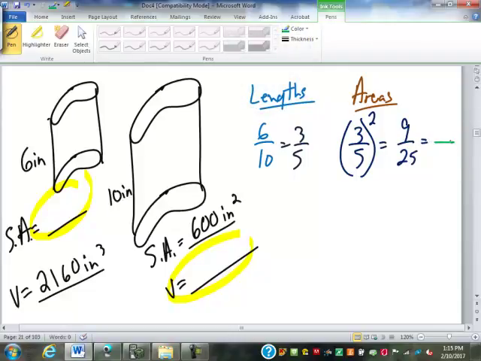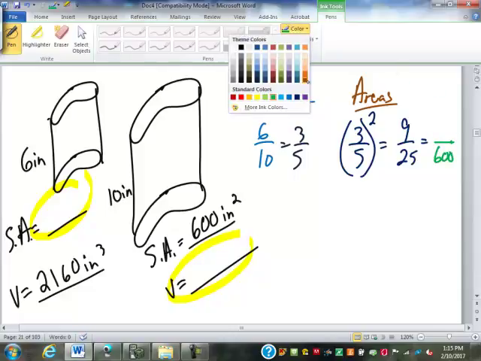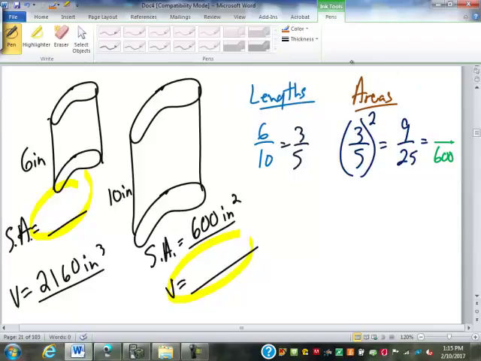What goes over here? 600, top or bottom? Bottom. You get 216? Yeah, you have to remember that comes from the big one. It's got to go on bottom with the big one.